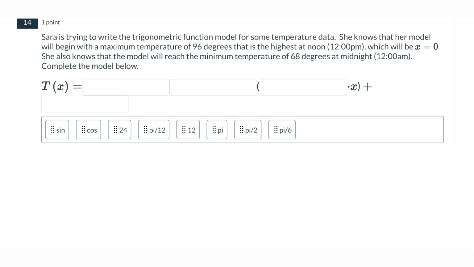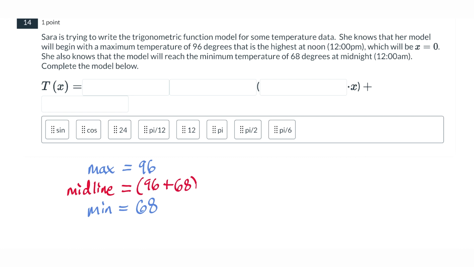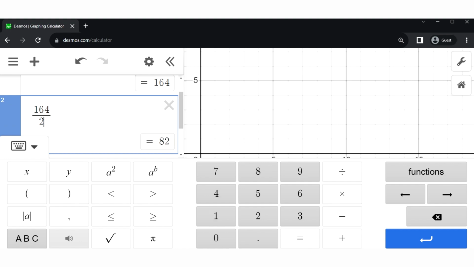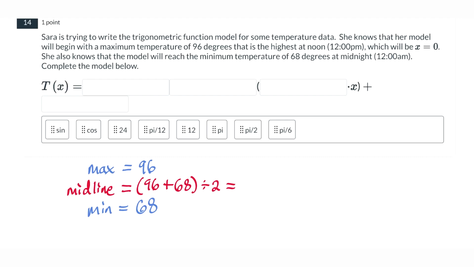We know that the maximum, let's just write down some information here. Our maximum is 96 degrees, and our minimum is 68. Well, to find the midline value, recall that the midline has to rest right in between 96 and 68. So we have to take the average. So 96 plus 68, and then if you divide that by 2, 82. So 82 degrees.